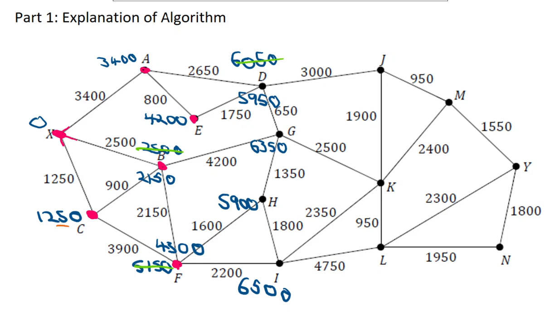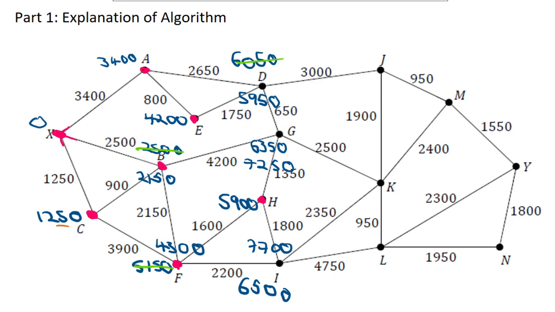So let's look at H, and so H down to I is 700, and H up to G is 7250, and H is visited. Cool.